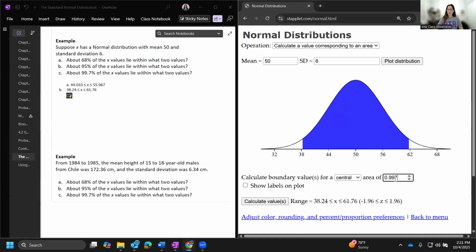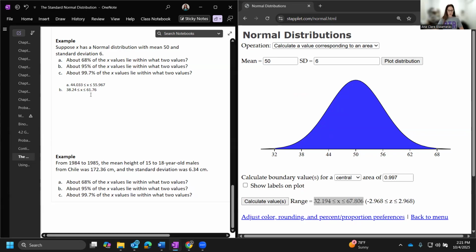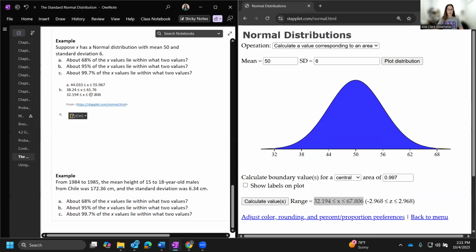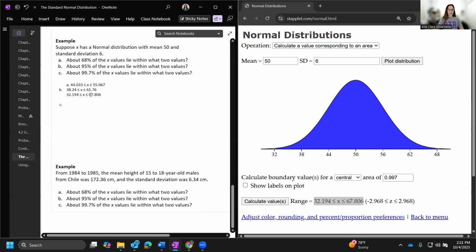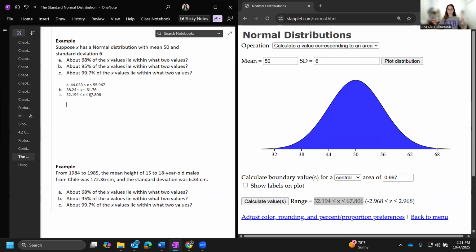For 99.7, I enter 0.997, calculate the values, and I'm given a range of 32.194 to 67.806. And it's important to note that these values do need to be increasing to the right and decreasing to the left because you're getting wider and wider and wider. All 68 should fall within all 95, and all 95 should fall within all 99.7.